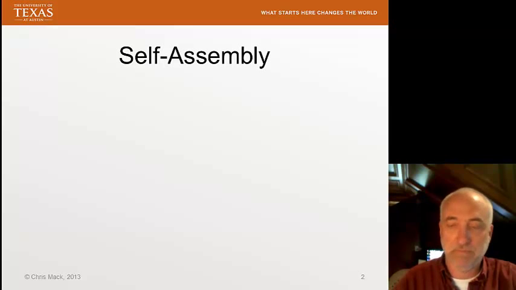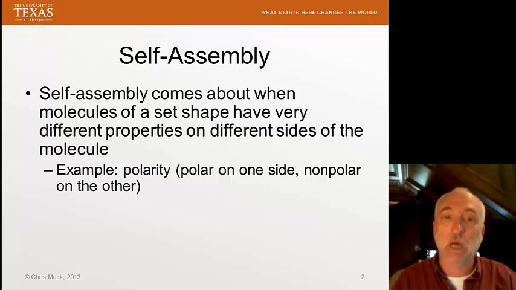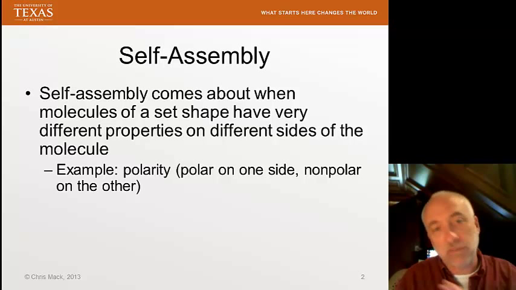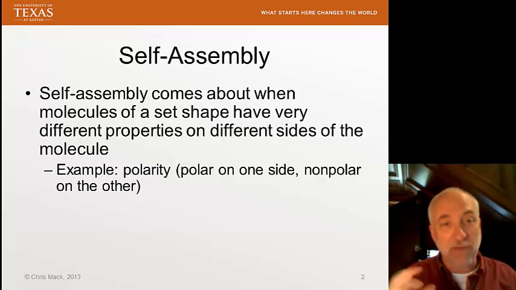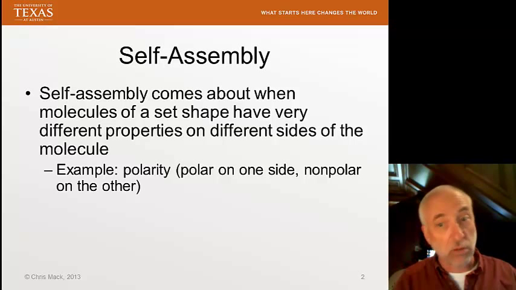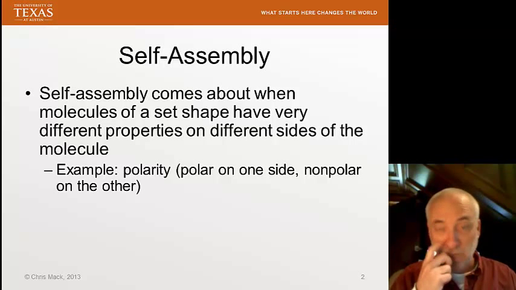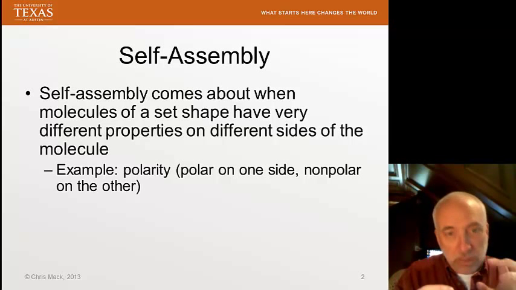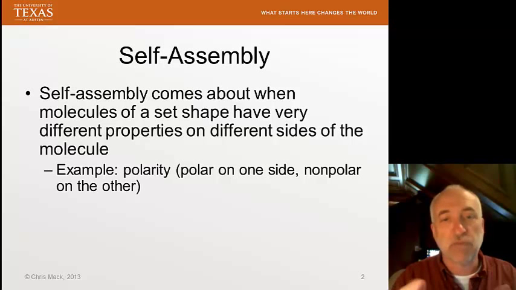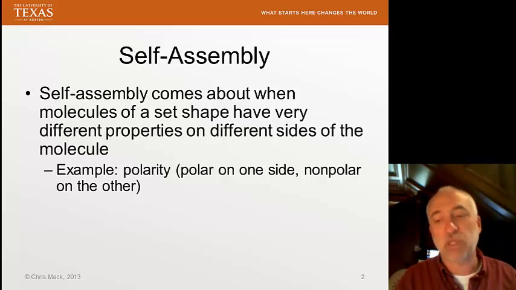So what is self-assembly? It's basically an arrangement of molecules that takes advantage of different properties of the molecule on different sides of the molecule. That is an orientation dependence. The most common example is if I have a molecule where one side of it is polar and the other side is nonpolar. Very different properties. But it could be more than just polar and nonpolar. But the idea is you have a molecule of a certain shape, but because of the very different properties on the different sides, it arranges itself or self-assembles in particular ways.